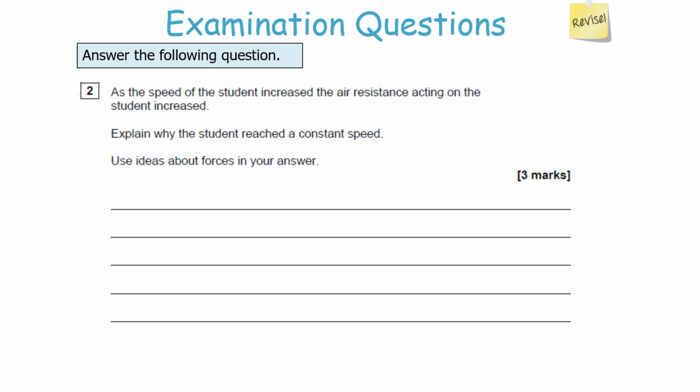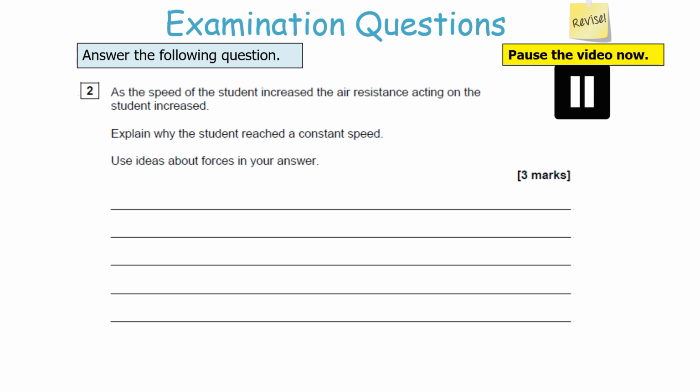The next question says, as the speed of the student increased, the air resistance acting on the student increased. Explain why the student reached a constant speed. Use your ideas about forces in your answer. So pause the video now, then unpause the video when you want to go through your answer.